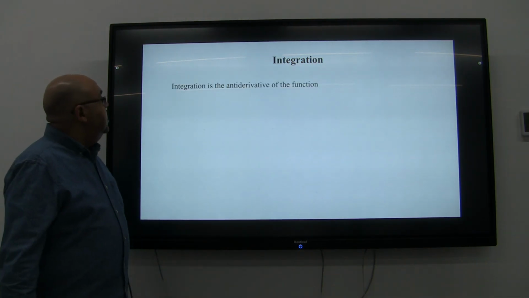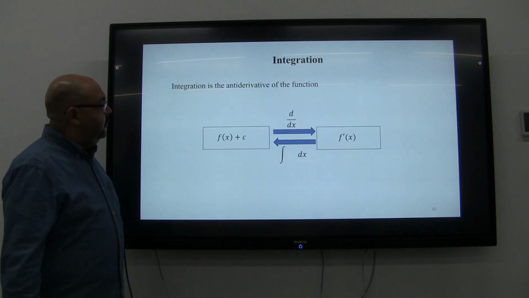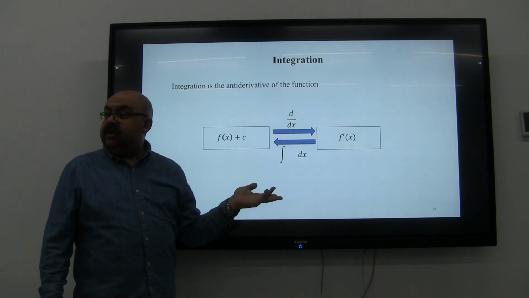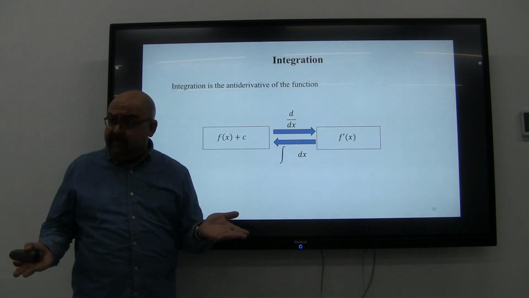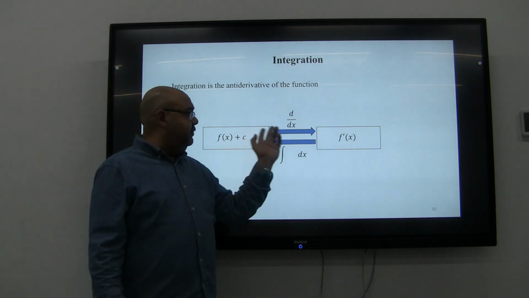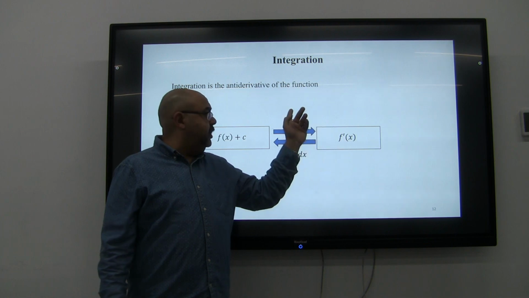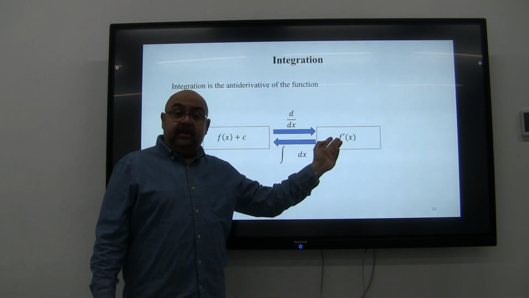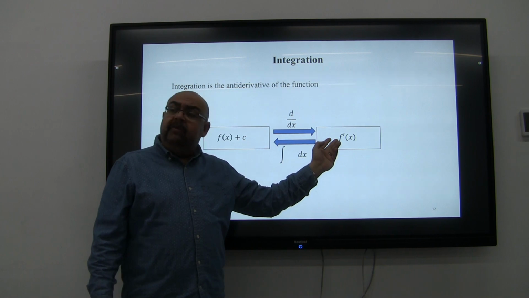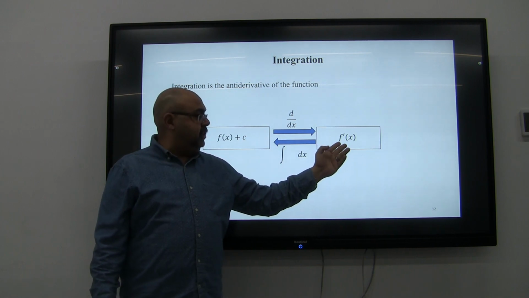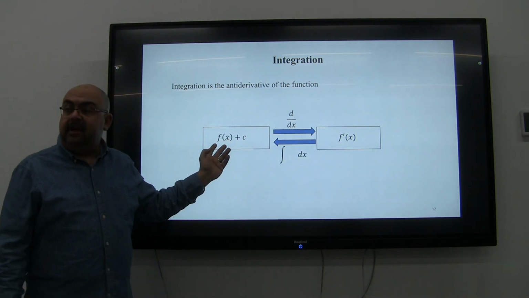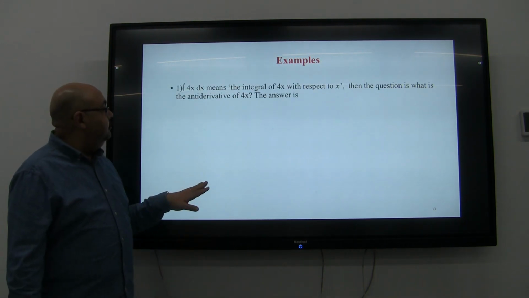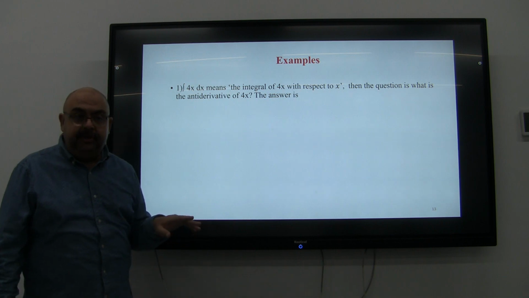Okay, integration is the antiderivative of a function. If you have f of x plus any number, plus a constant, this is the general rule for f of x. If you differentiate F of x, d by dx, for any function f of x, you will get f dash x. In integration, we want to move back from f dash x to the general form, which is going to be f of x plus a constant. Now we will talk about definite integration.